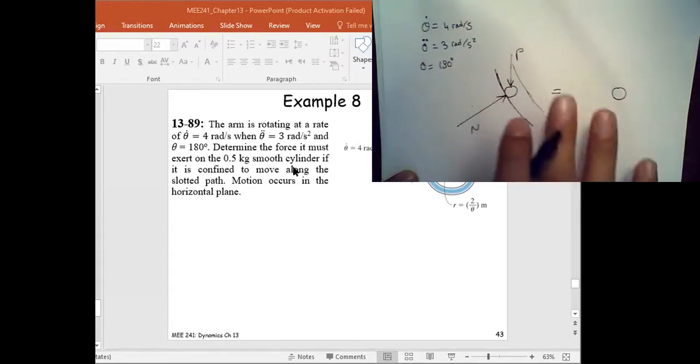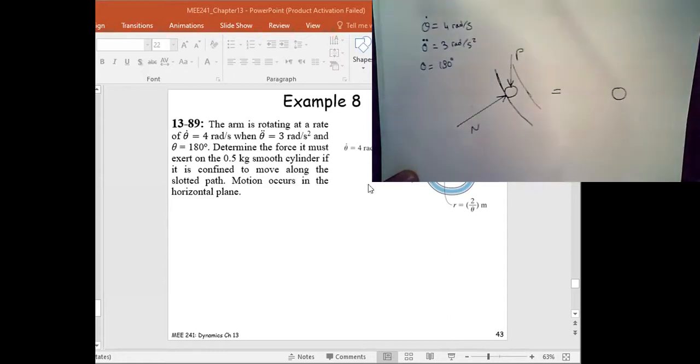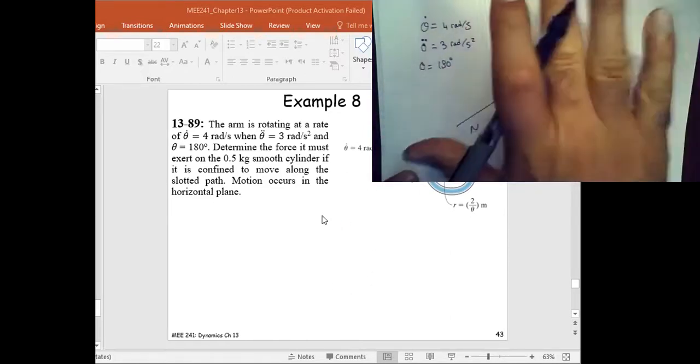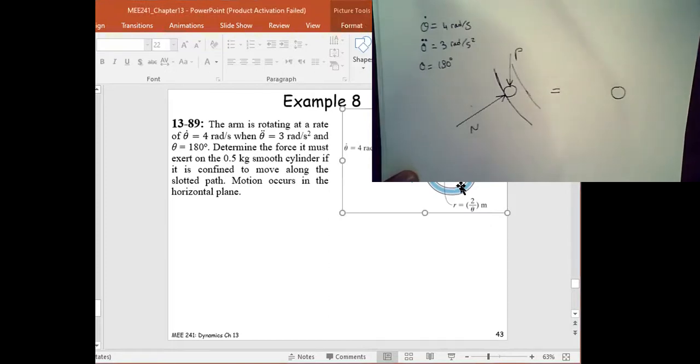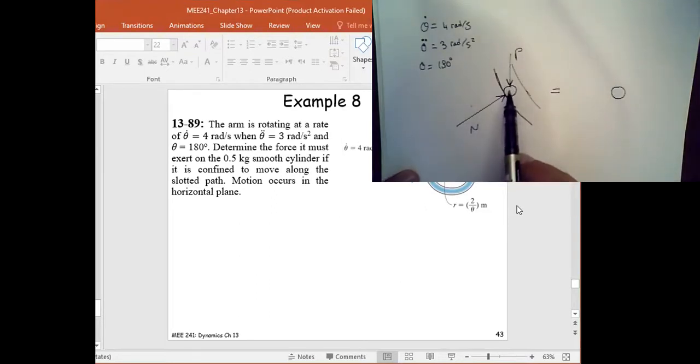Because this whole movement is occurring in the horizontal plane. You know what I mean? It's not vertical, it's horizontal, so there is no weight applied. Think of this like sitting on a table. There's no gravity, exactly. That is why I'm not including mg here.